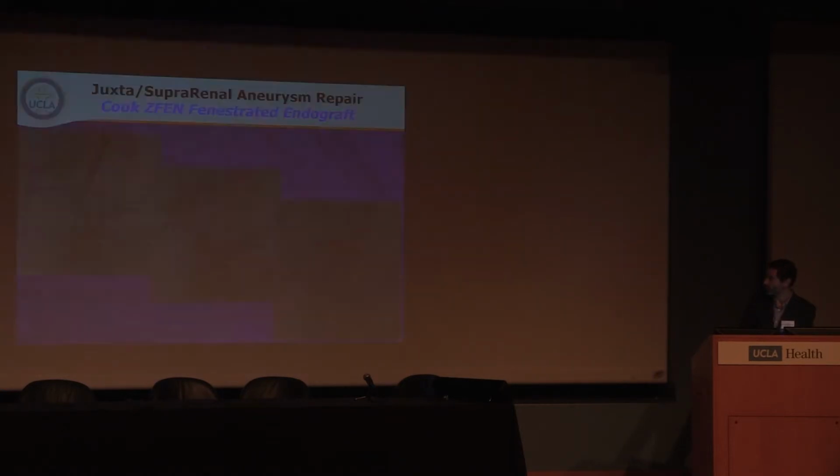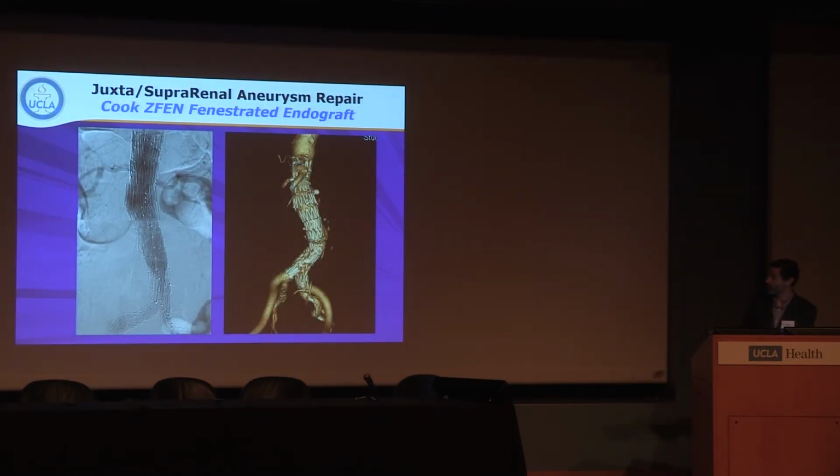This is a typical patient that we treated here with this device, and you can see there's no flow into the aneurysm, and there's good flow into the renal arteries. Here's the SMA, one renal there, and another renal there.